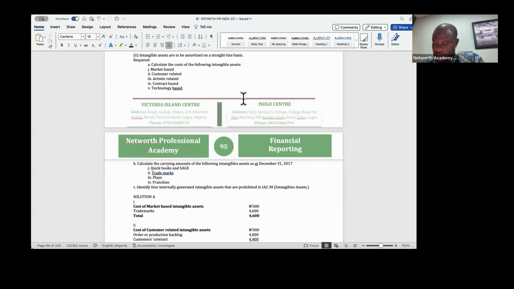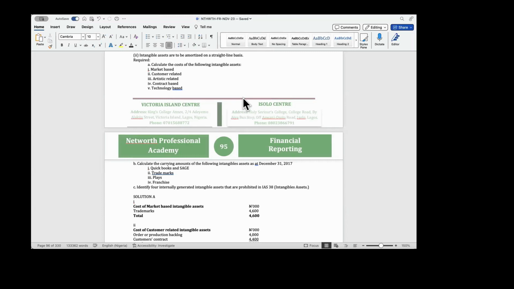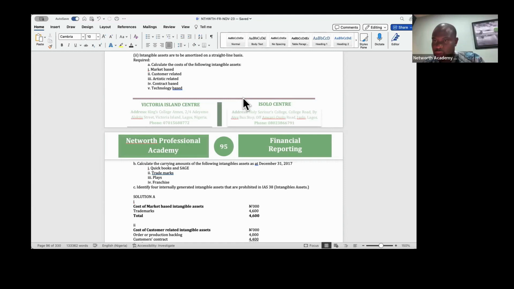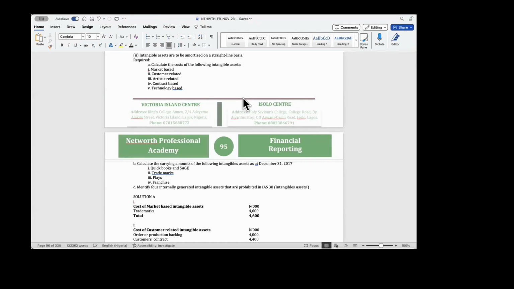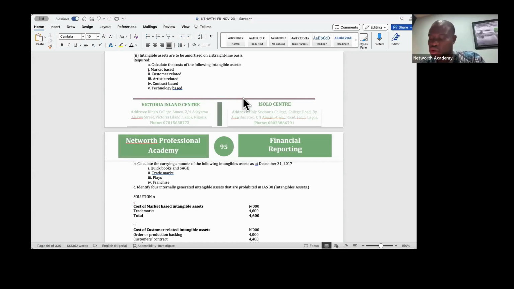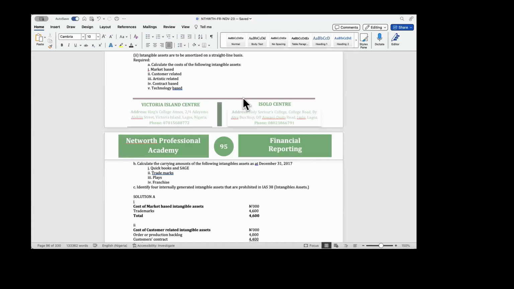Trade secrets, yes, that's correct. Abiodun said trade secrets. That's also correct. Goodwill. Copyright? No, that one is not internally generated. You pay for that one. You pay for copyright. Oh, I see. Internally. Yeah.